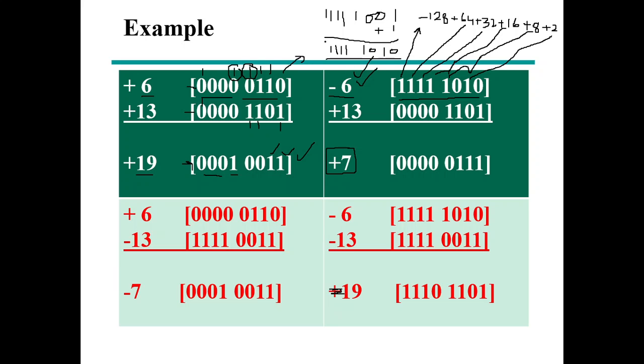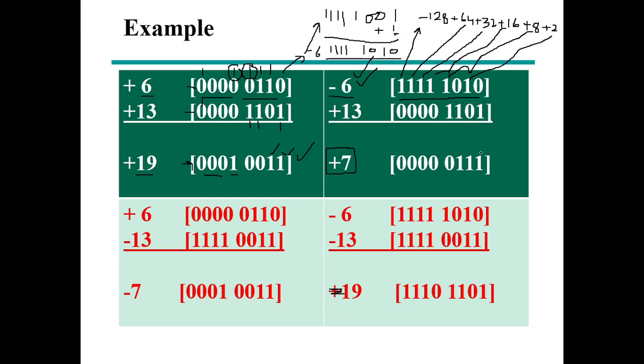Or you can go this way. Take the binary representation of 6, find its 1's complement by inverting all the bits, 1 to 0, 0 to 1, and then add a 1. So you get its 2's complement, which is minus 6. So this is minus 6. Now add these two together.